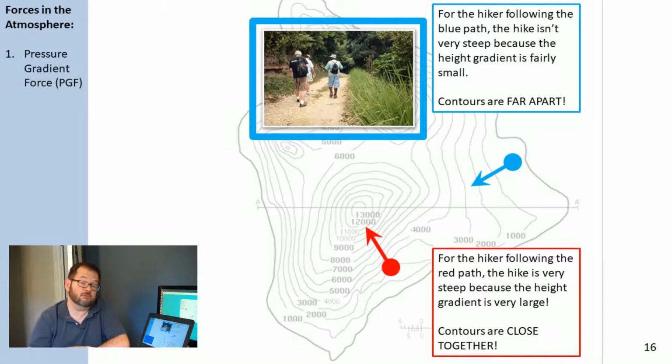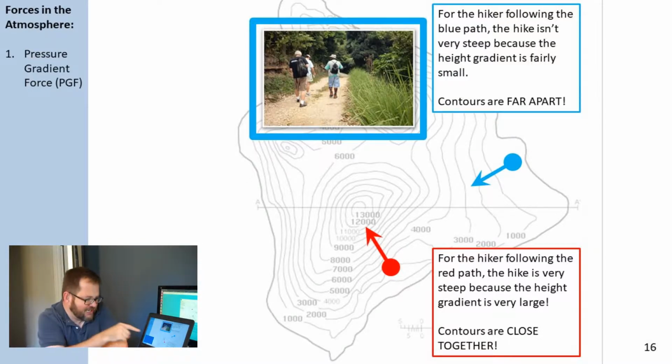We are walking uphill in the direction of that blue arrow, but the contours are fairly far apart. We walk a while before we hit 1,000 feet, and then walk pretty far again before we get to 2,000 feet and so on, just like the little blue inset picture. For the hiker on that blue path, this hike isn't really all that steep. It takes a pretty long way to have a change of just 1,000 feet in altitude. The contours were far apart, and it takes a long time to walk from one to the next.